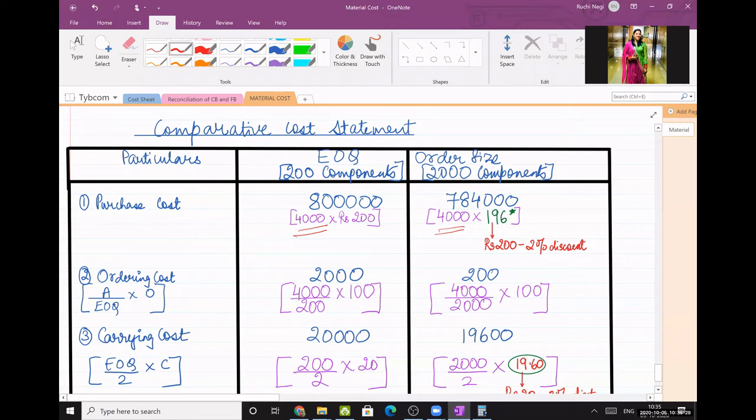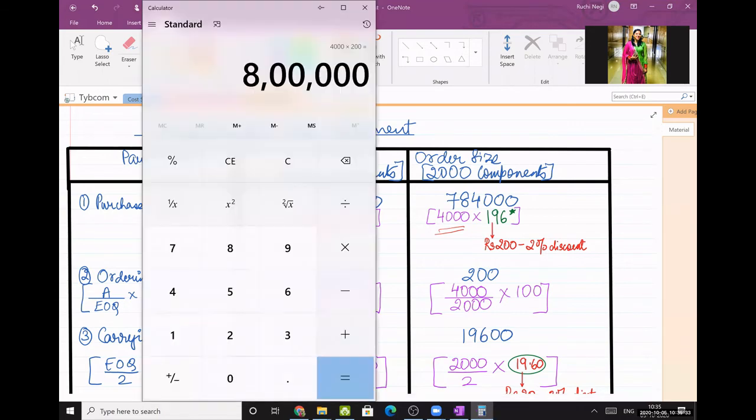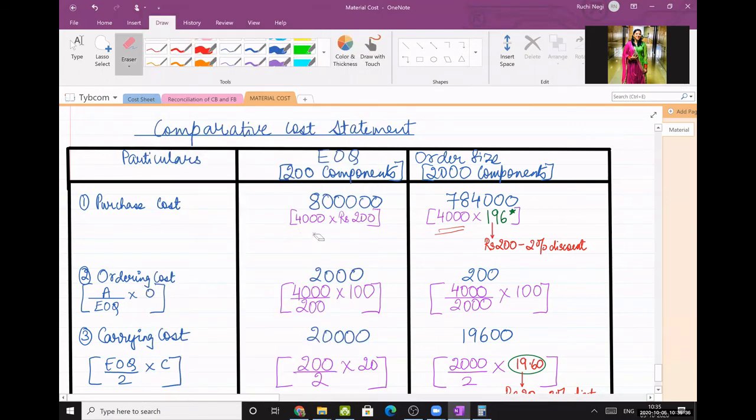Okay, yeah. So 4000 multiplied by 200 rupees of raw material, 8 lakhs. Okay, and in the second case you're getting a discount. 200 is the raw material price, you're getting a discount of 2%. So 200 less 2%, 196 is the price of my raw material now. 196 multiplied by A, 4,000. So my answer is 7,84,000.